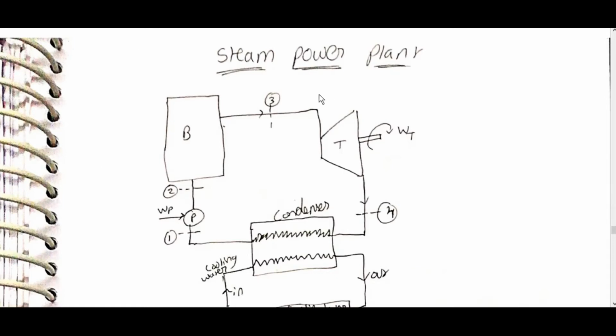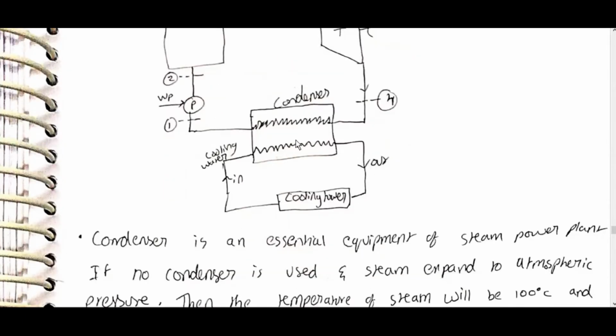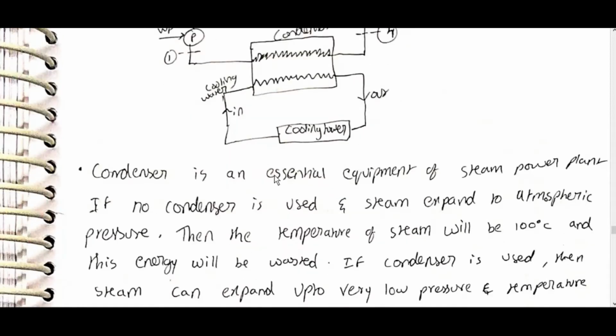Steam power plant. 1 to 2 pump, water is pumped, then the boiler, steam expands in the turbine (WT), then the condenser, where heat is exchanged with cooling water in and out, and the cooling tower. Condenser is an essential equipment of a steam power plant.